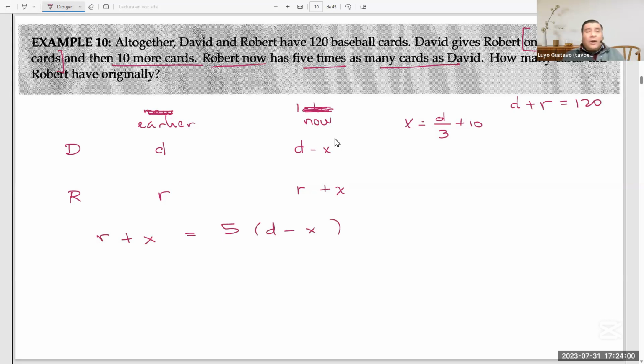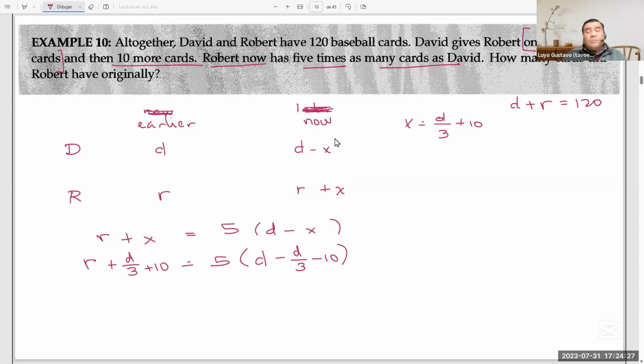Okay, so how do we formulate this equation here? R here is Robert's cards plus X, which is D/3 plus 10. And here 5 times David's cards, take away the value of X, that is to say, D over 3, take away 10. So that's it. There you go with your two equations.